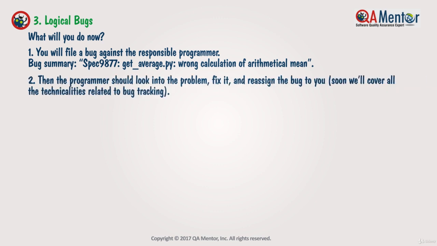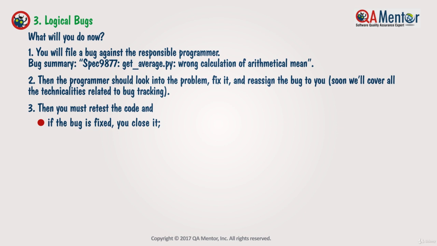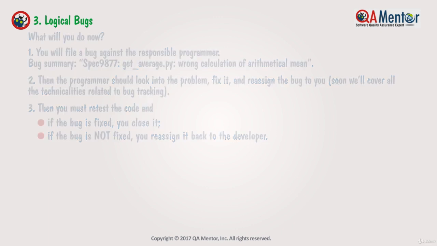2. Then the programmer should look into the problem, fix it, and reassign the bug to you. Soon, we'll cover all the technicalities related to bug tracking. 3. Then you must retest the code, and if the bug is fixed, you close it. If the bug is not fixed, you reassign it back to the developer. Let's retest the code now.